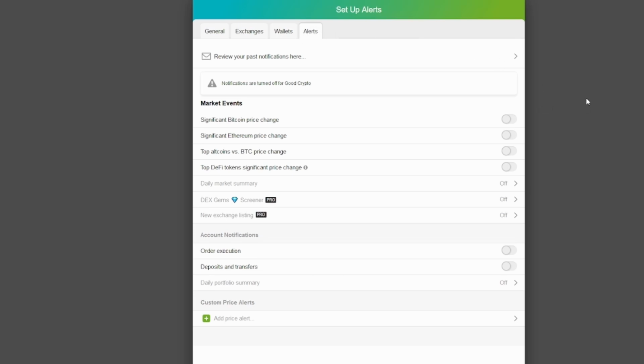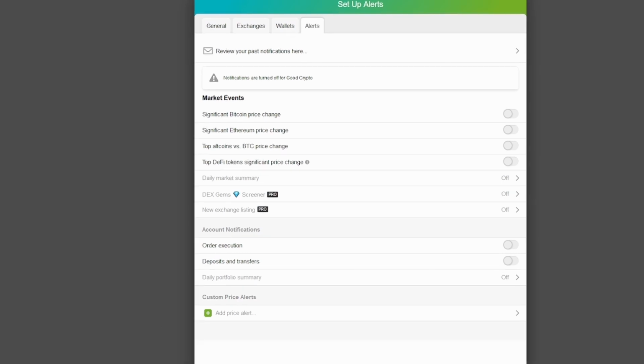And then you can also see the alerts here as another option in the settings. This is a place where you can set these market events, so you'll get notified for significant Bitcoin price changes, Ethereum price changes, top altcoins versus BTC price changes, top DeFi tokens having significant price changes, and so much more. So order execution, deposits and transfers, and custom price alerts, and really more. And like I said, custom price alerts is really nice.